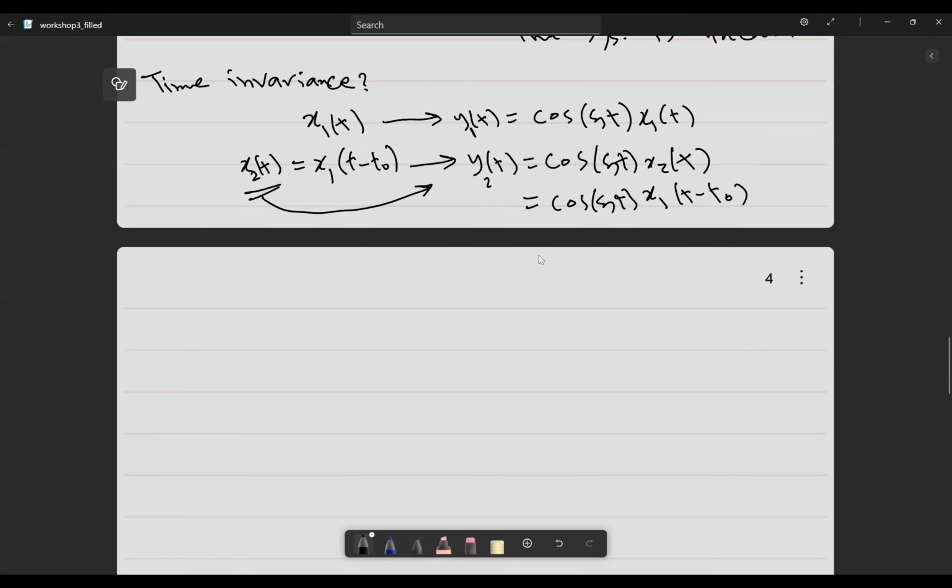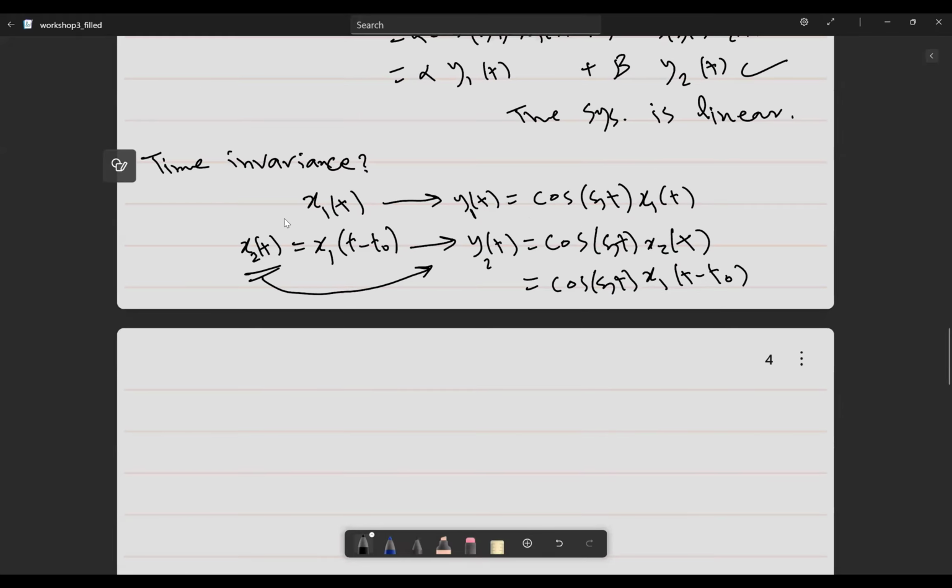We need to tell if this system is time invariant. We need to check if this one is the same as this one, but time shifted. So the procedure here is just do a time shift on the input and calculate the output, and then do a time shift on the output and compare those two outputs. If they are the same, then the system is time invariant.